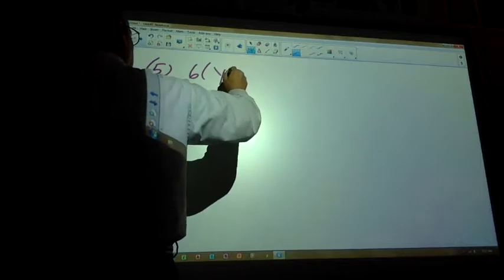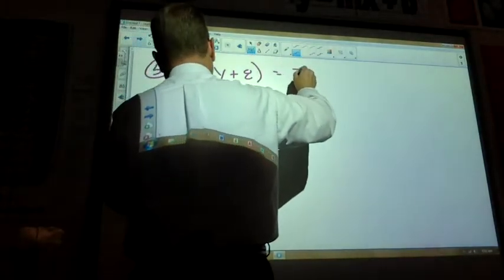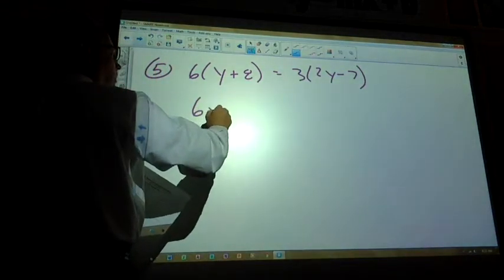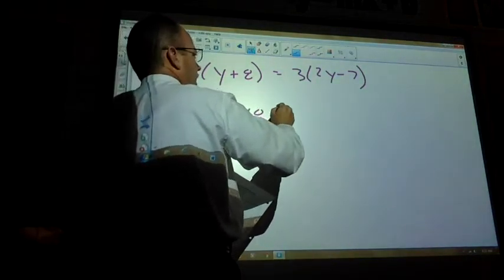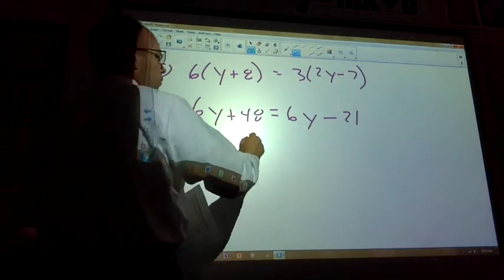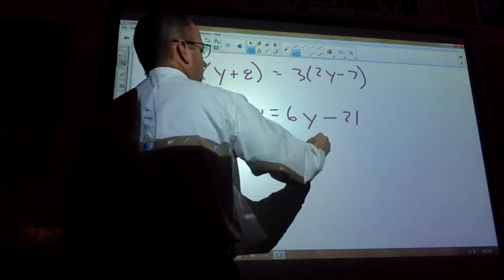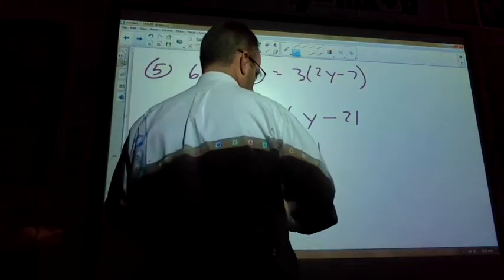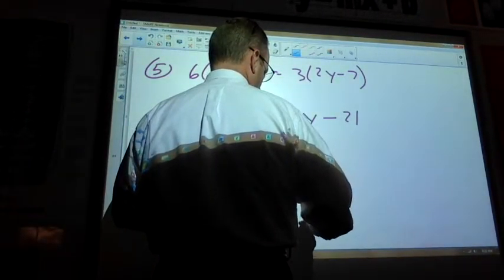6 times y plus 8 equals 3 times 2y minus 7. 6y plus 48 if you distribute, and 6y minus 21. So I get 48 is equal to negative 21 by subtracting that. That's nonsense. So that's no solution.